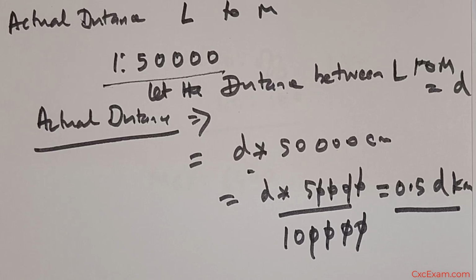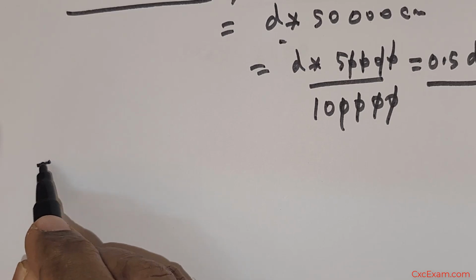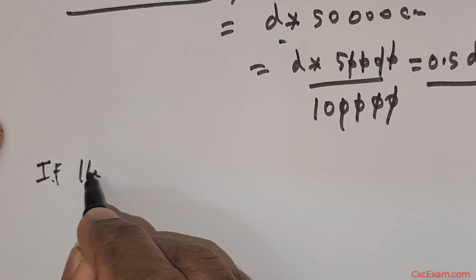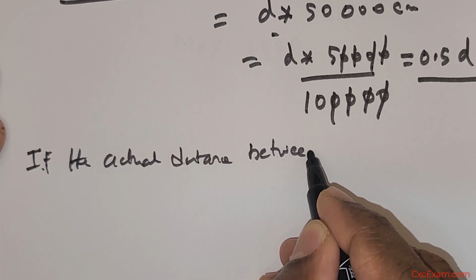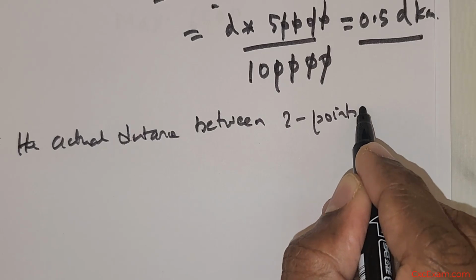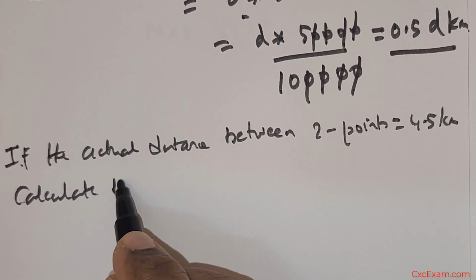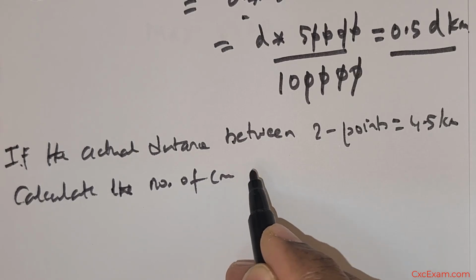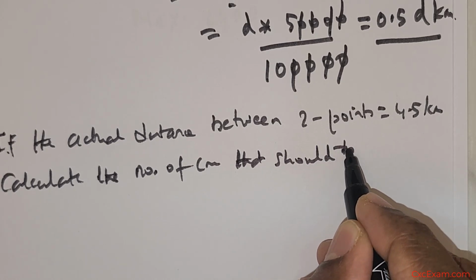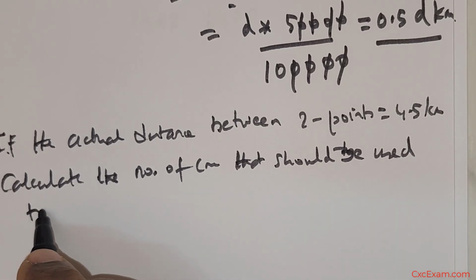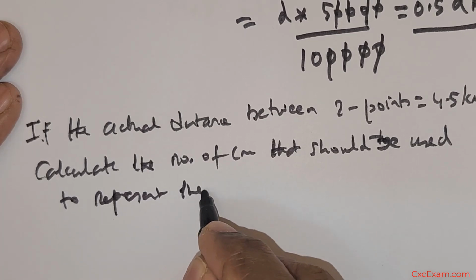Okay, so we will move to the next part of the question. It says, if the actual distance between 2 points is 4.5 km, calculate the number of cm that should be used to represent the distance on the map.